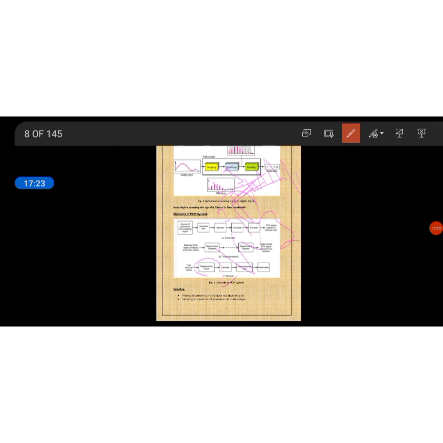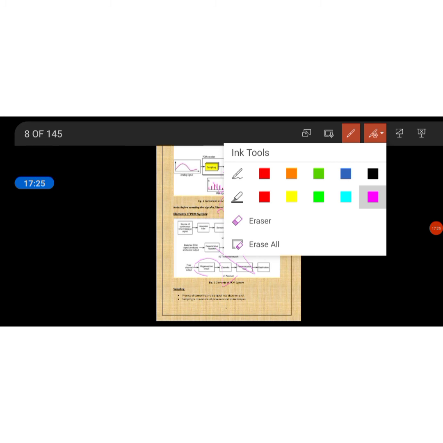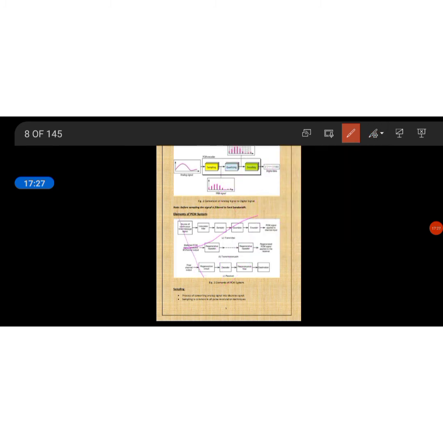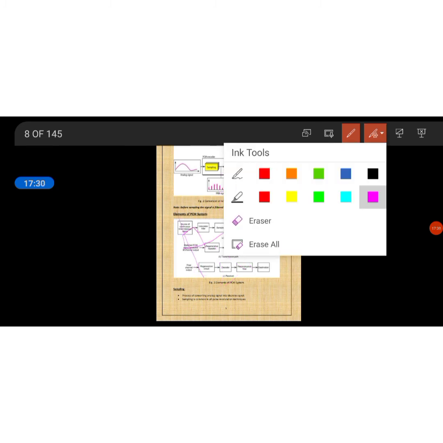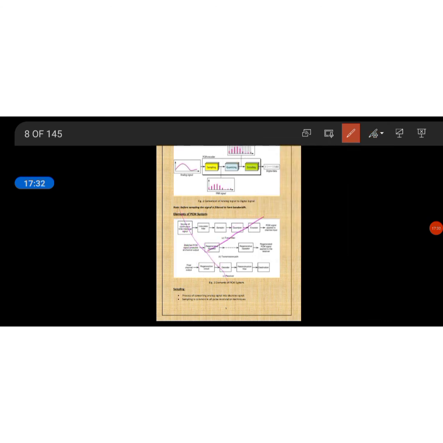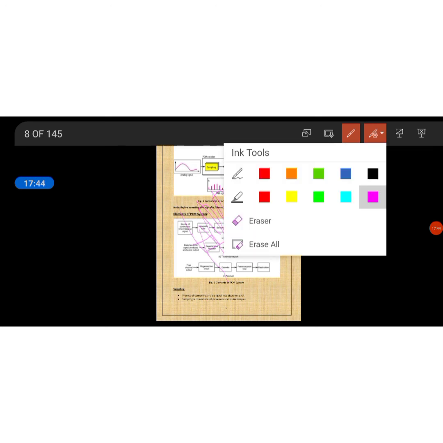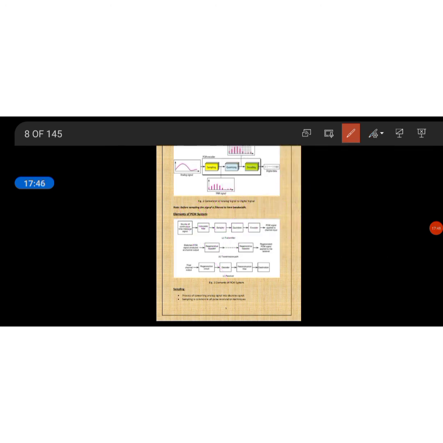So the pulses can be flattened by means of truncation and rounding. Truncation means cutting. Rounding means the amplitude is taken as the next higher integer. So this is what quantization is.